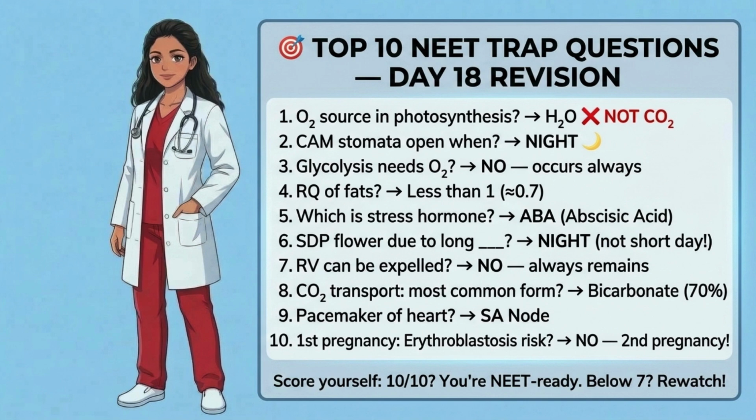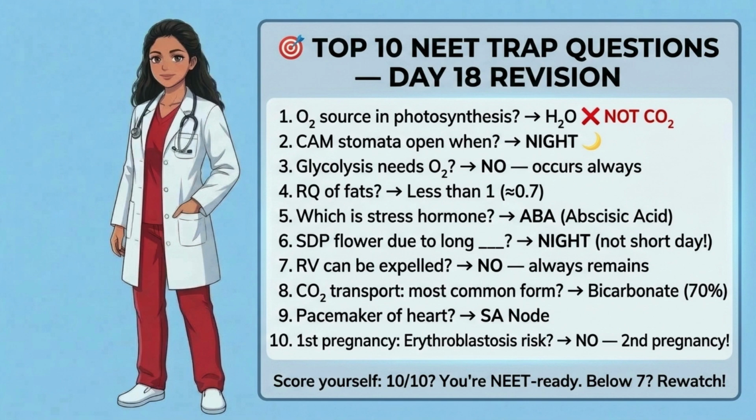4. RQ of fats. 3, 2, 1, less than 1. 5. Which hormone is called the stress hormone? 3, 2, 1, abscisic acid. 6. Short day plants flower due to long what? 3, 2, 1, night, not short day. 7. Can residual volume be expelled by force? 3, 2, 1, no, it always stays.